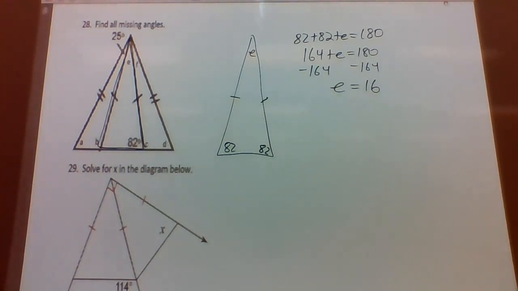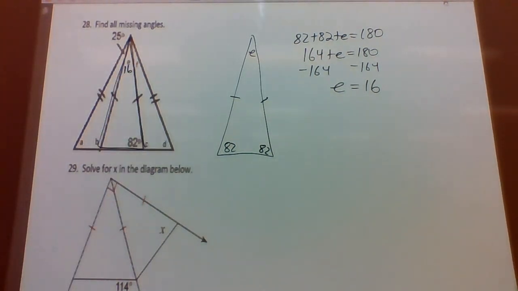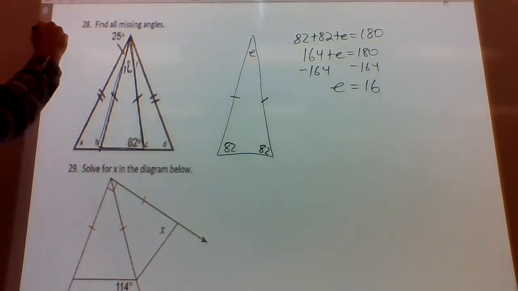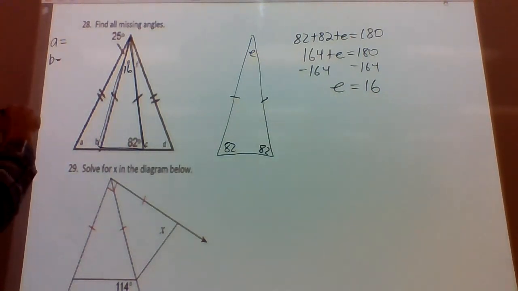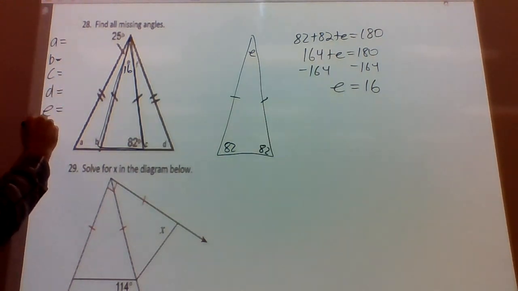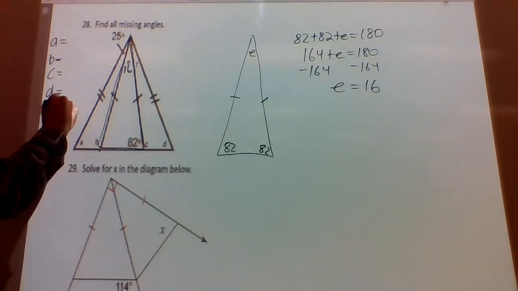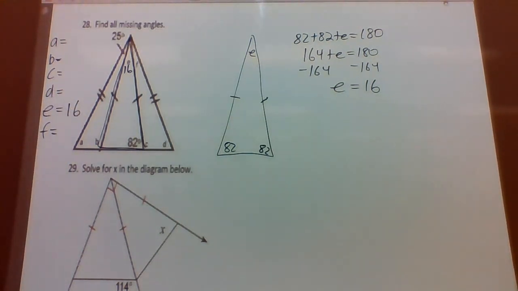Okay. E is going to be equal to 16. So let's see. We have A, B, C, D, E, and F. So we know E is 16. Okay.